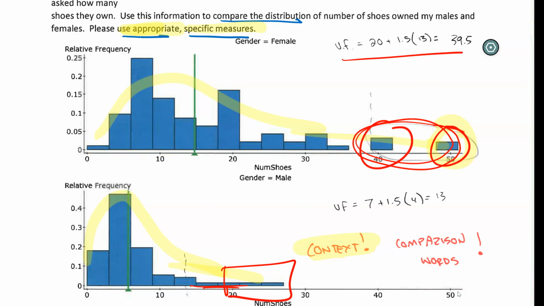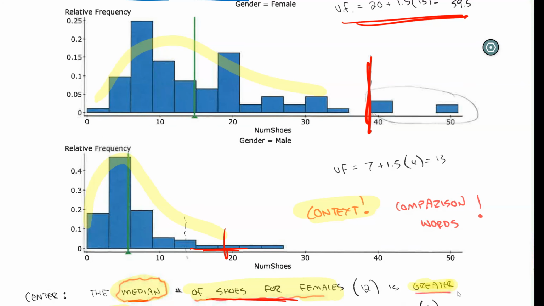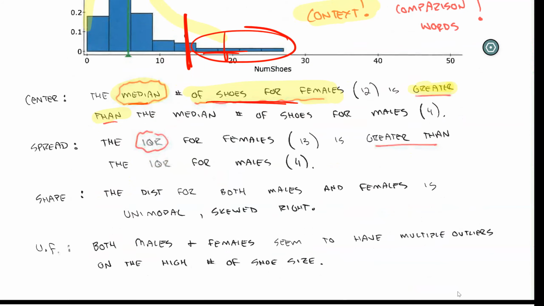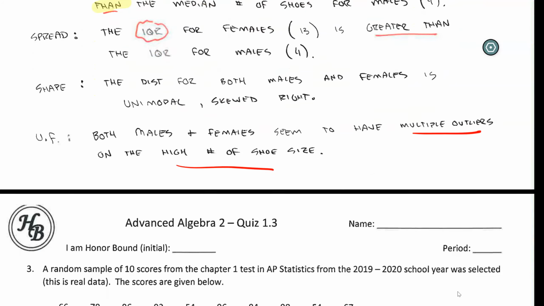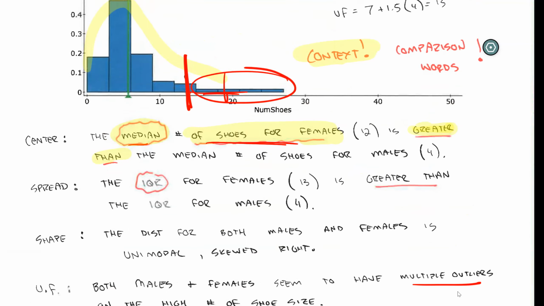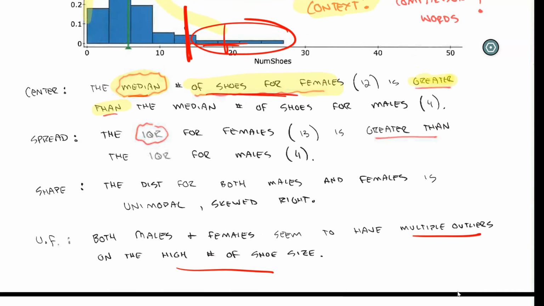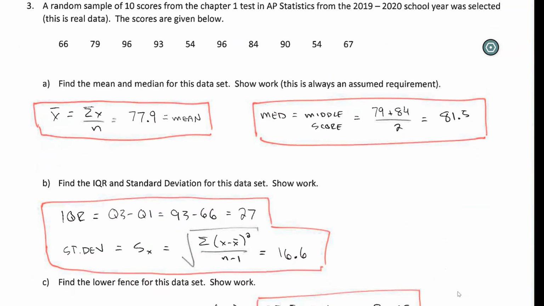Outliers are classified by the upper fence. So I calculated the upper fence for the girls, and that was about 39.5. And for guys, it was about 13. So it looks like there's several outliers for both groups. So I just said both males and females seem to have multiple outliers on the high number of shoes. So I didn't even check for lower bound outliers. There's not going to be any lower bound. Okay? There's going to be a lot of points here, and if you're not careful how you word it, you can lose a lot of points.